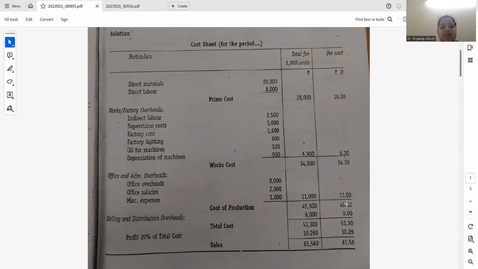So again, we need to calculate the per unit. So 45,300 divided by number of units manufactured. So 1,000 units we have manufactured. So per unit it will come 45.30.